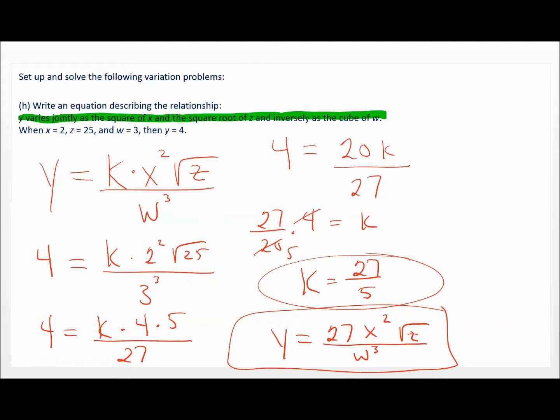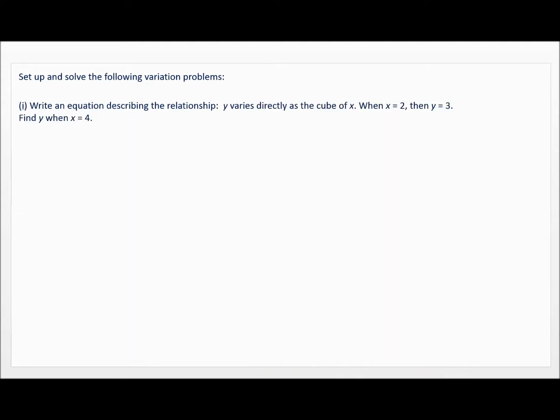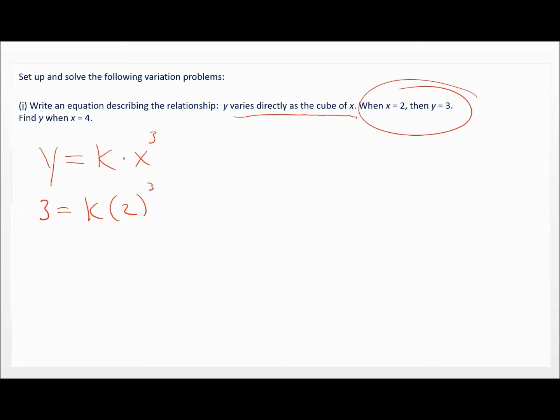That's my equation. So I figured the more examples you have, the better you can do this. So it says write an equation describing the relationship. So y varies directly. Here we go with y and k. We always have that part. Varies directly means multiply as the cube of x. So k varies directly as the cube of x, x to the third. When x is 2, then y is 3. Okay, so that's the next thing. When x is 2, then y is 3. So we have 3 is equal to k times 2 to the third. Okay. Now this extra part, remember, that's extra.